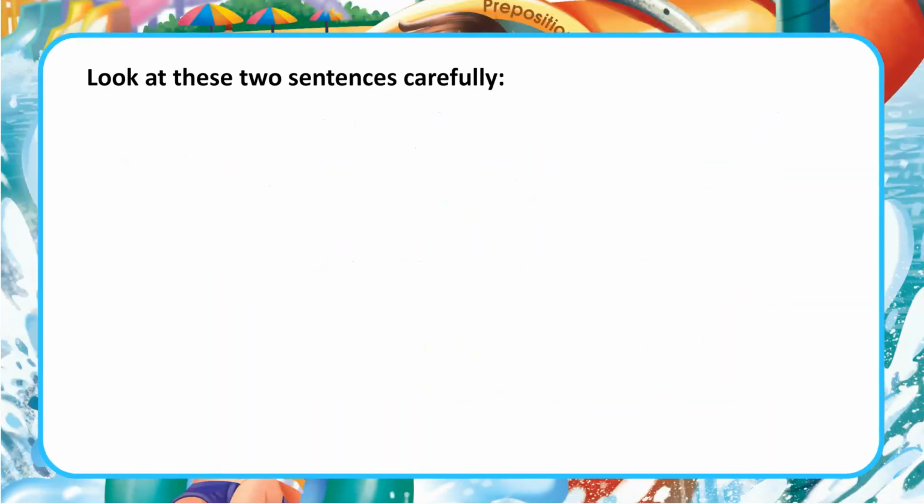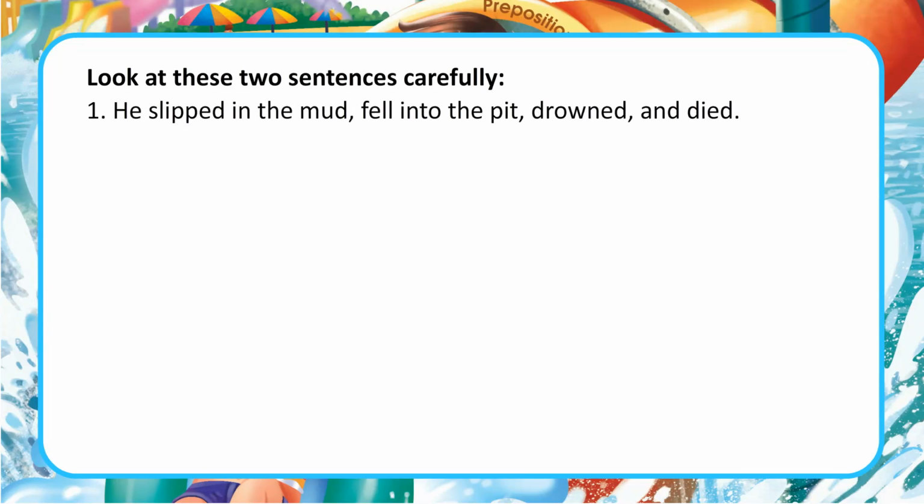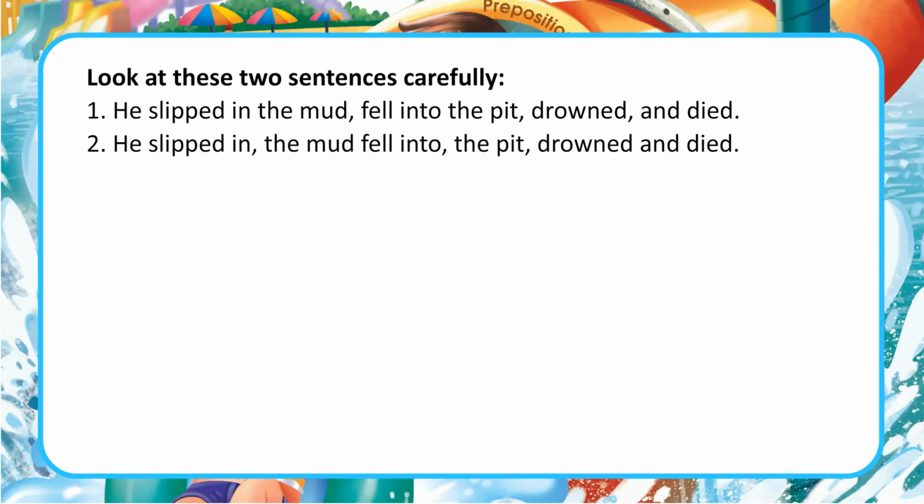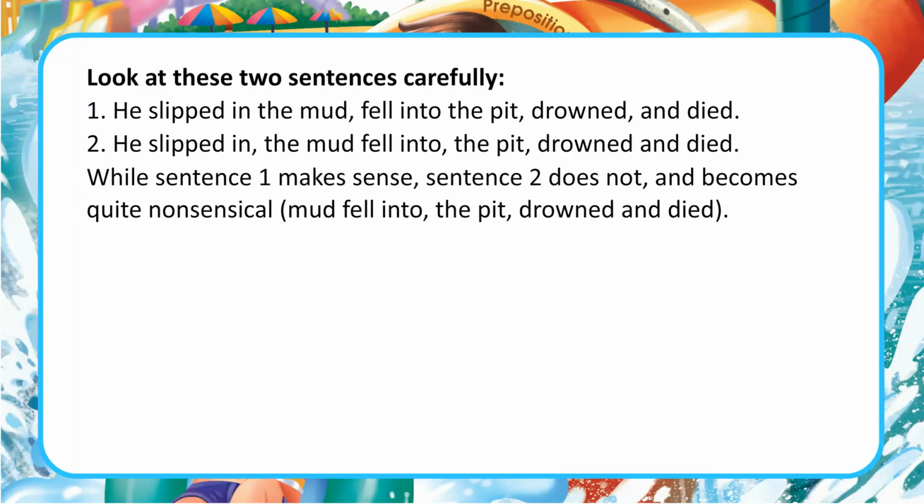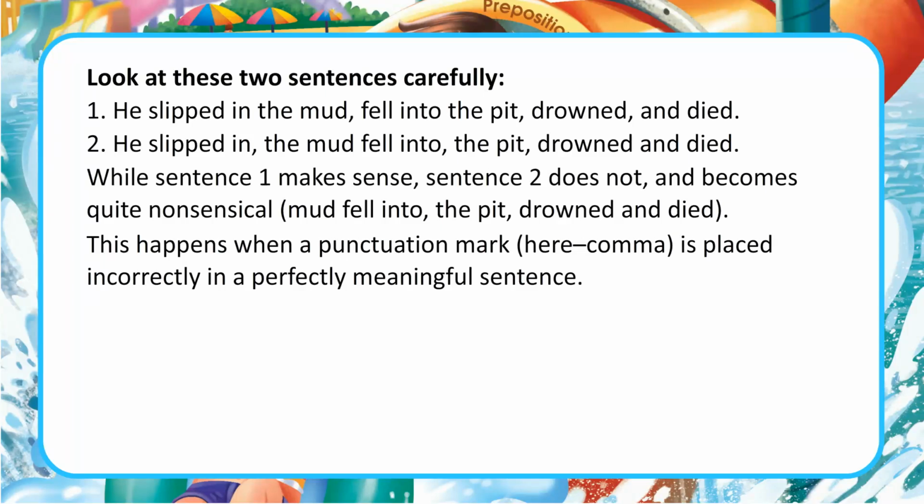Punctuation. Look at these two sentences carefully. 1. He slipped in the mud, fell into the pit, drowned, and died. 2. He slipped, in the mud fell into the pit, drowned, and died. While sentence 1 makes sense, sentence 2 does not, and becomes quite nonsensical. Mud fell into the pit, drowned, and died. This happens when a punctuation mark, here a comma, is placed incorrectly in a perfectly meaningful sentence.